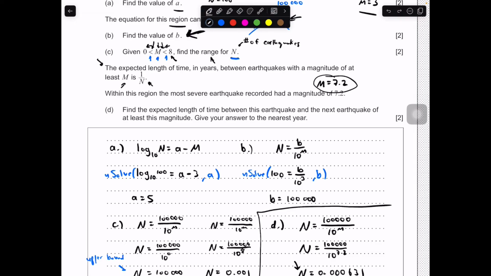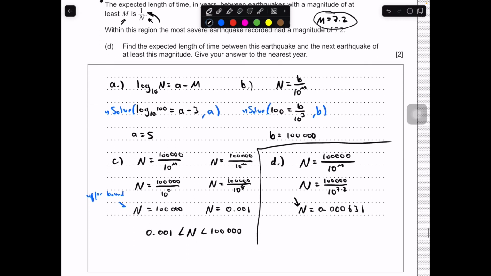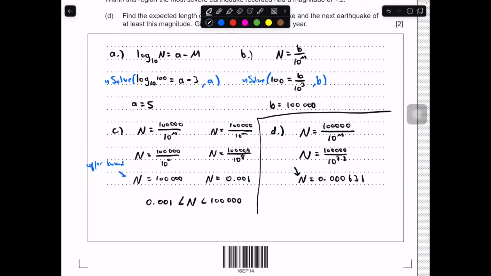The expected length of time in years between earthquakes with a magnitude of at least m is equal to 1 over n. So we found out what n is equal to, and that means 1 over this value of 0.000631. If one of these earthquakes occurs, how many earthquakes of this magnitude would we expect every year? Not even one.